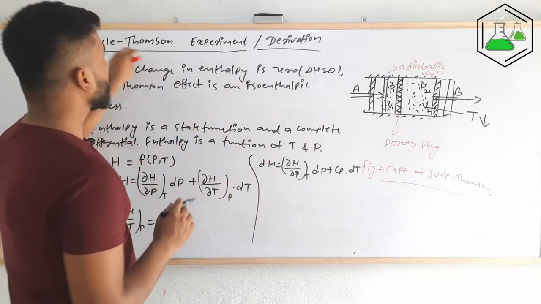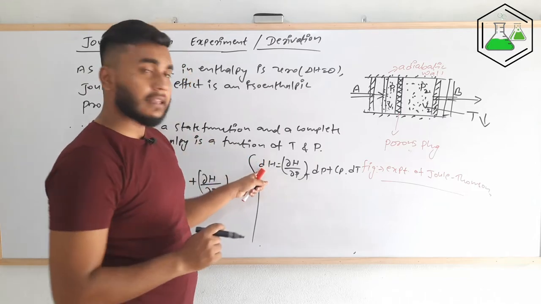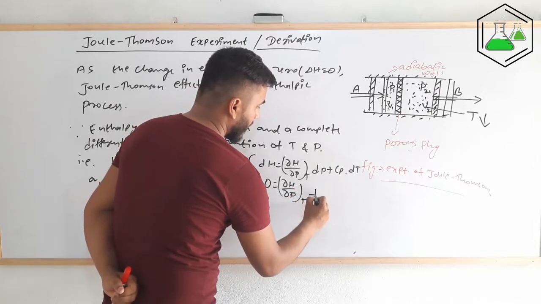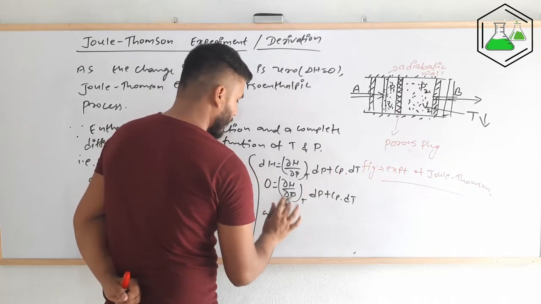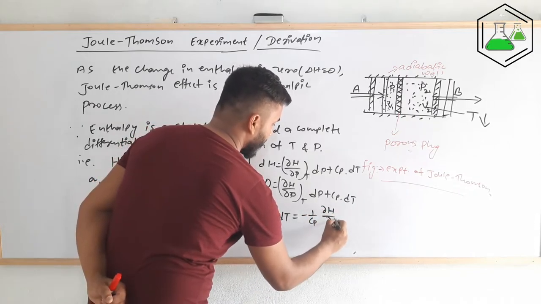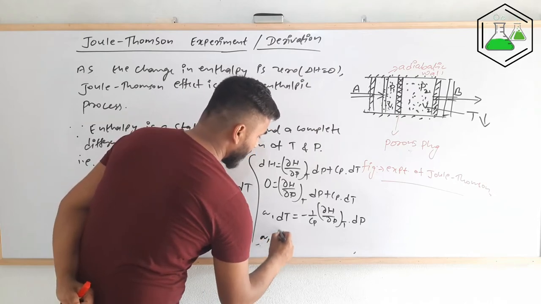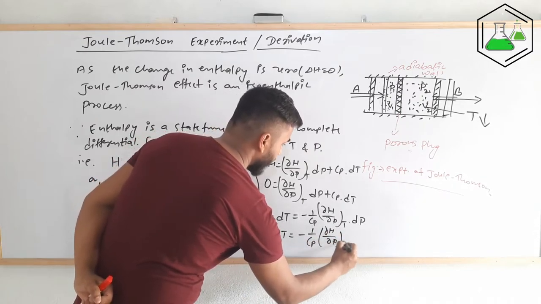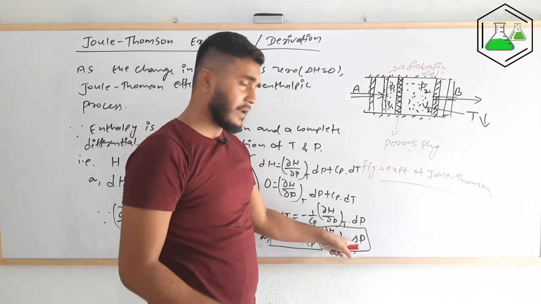And in this particular case, in the Joule-Thomson experiment, the value of dH is how much? Zero. That is, it is an isoenthalpic process, and the change in enthalpy is zero. So in this place, we can write zero is equal to del H by del P at T into dP plus Cp into dT. From here, let's take this value to this side and Cp to the other side. If we solve it, we will directly get dT equals minus 1 by Cp del H by del P at T dP, right? This can further be written as del T equals minus 1 by Cp del H by del P at T del P. This is the mathematical relation between the lowering of temperature and lowering of pressure in the Joule-Thomson experiment.